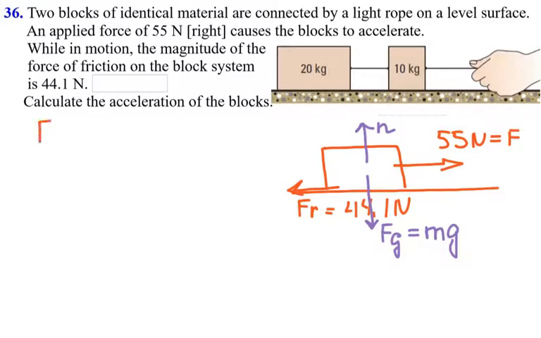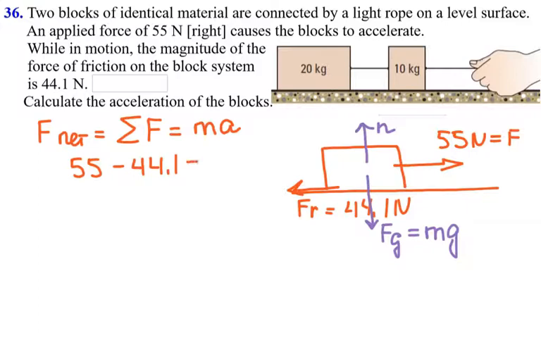So I'm going to start with Newton's second law and say the net force. Sometimes you will see me writing the sum of all the forces, that's the same as the net force, horizontally is equal to ma, the horizontal acceleration. I'm going to choose the positive direction to the right, as I said. I have 55 newtons to the right and 44.1 newton to the left, and that equals the masses of both blocks together, which give me 30 kilograms, times acceleration. So the acceleration in this case is equal to 0.36 meters per second squared.